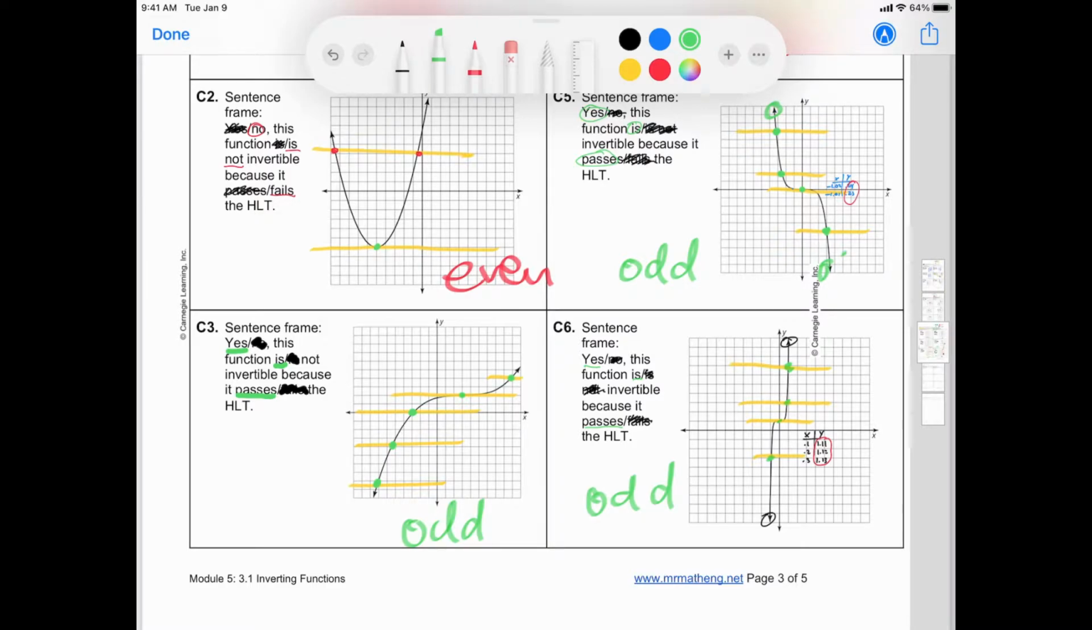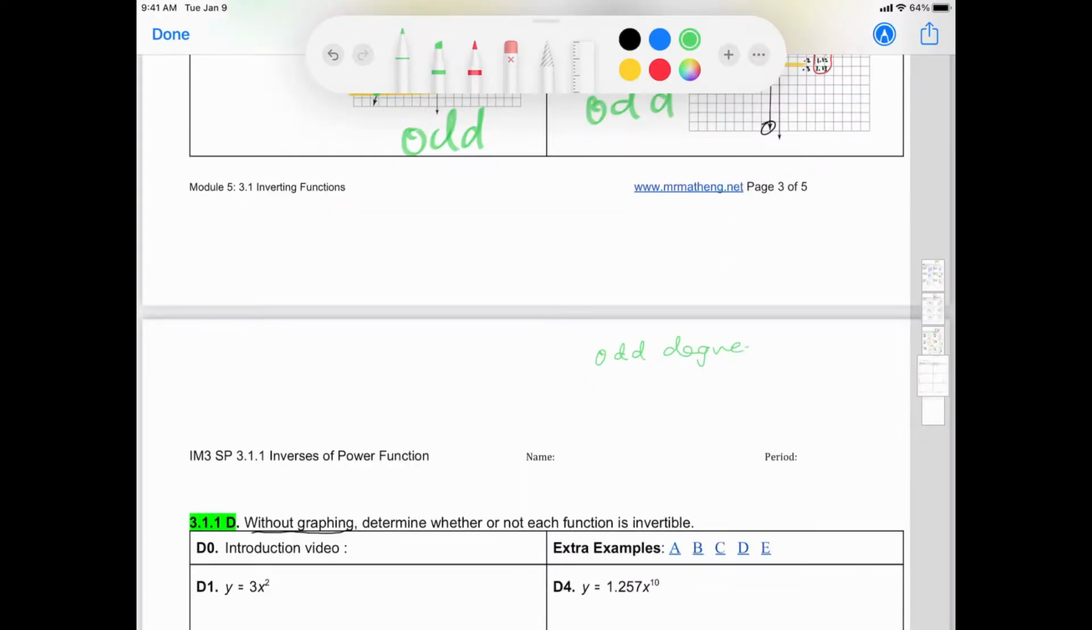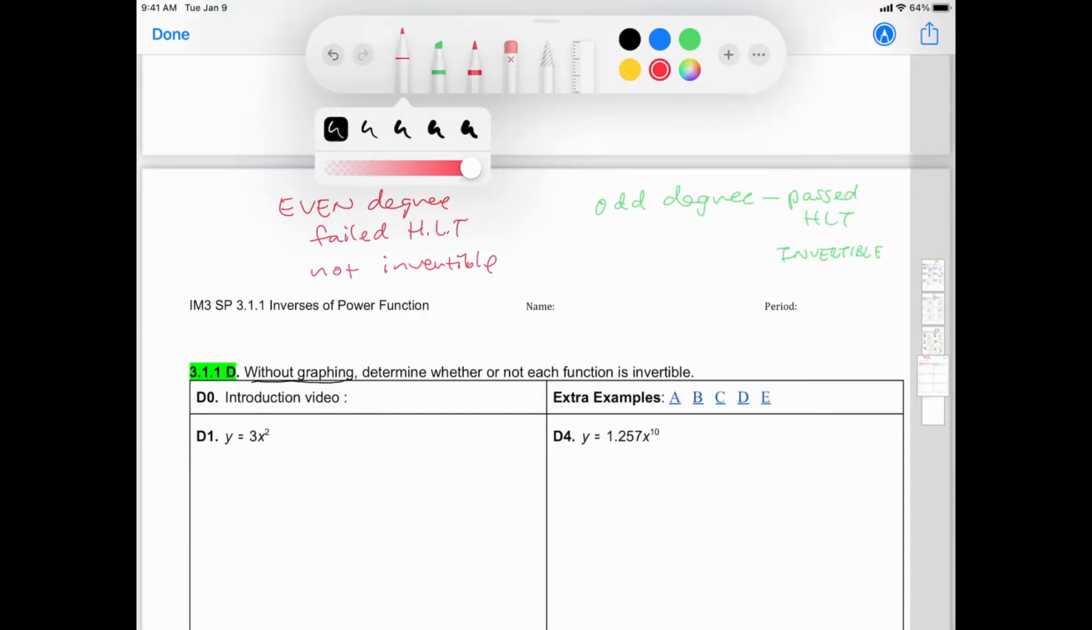So let's write that conclusion down. Passed the horizontal line test, which means it's invertible. But the ones that failed were the even degrees. It failed the horizontal line test, which means it's not invertible. Okay, now I'll show you guys without a graph.